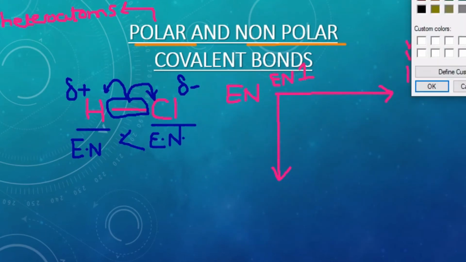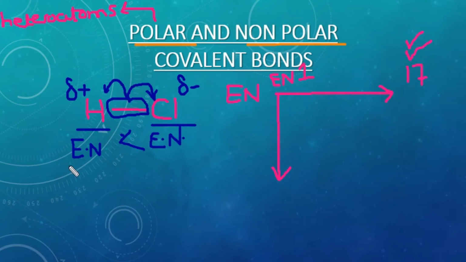Here, the electronegativity value of hydrogen is just 2.2, while that of chlorine is 3.2. So the electronegativity difference between the two atoms becomes equal to 1. There is an electronegativity difference, which tells that there is polarity in the bond. I hope the concept of a polar covalent bond is clear to you.